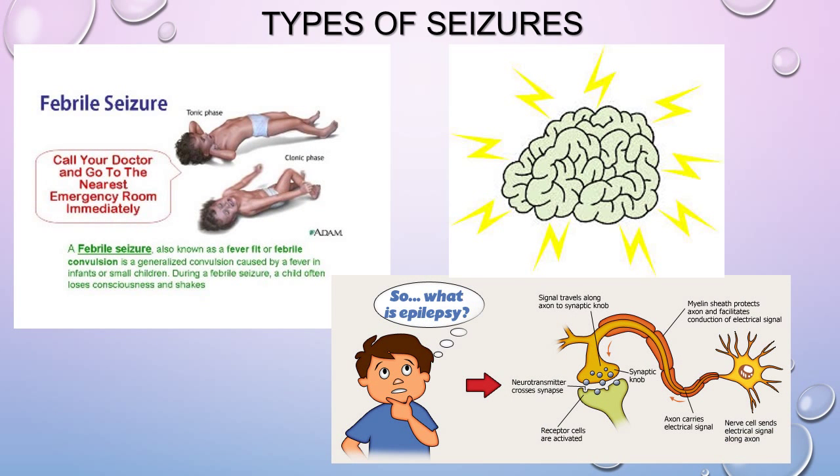Okay, let's talk about the different types of seizures. Regardless of the type of seizure, the basic mechanism is the same. Look at box 45-6 on page 1446 for etiology of seizures in children. I'm going to talk about a few of them.